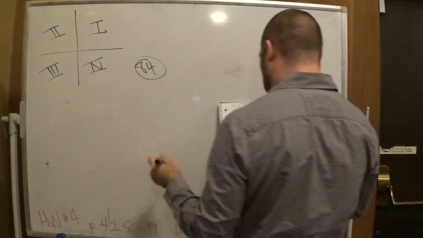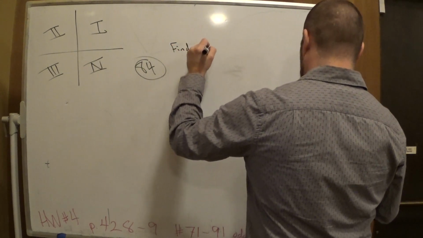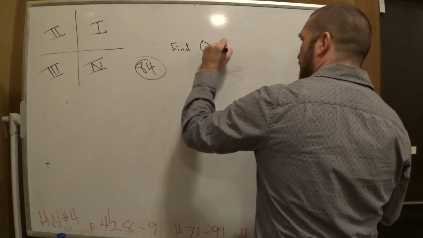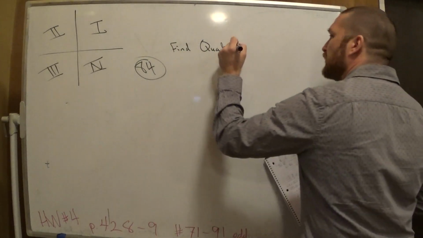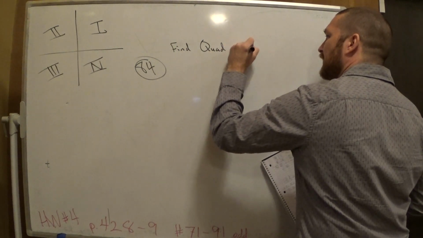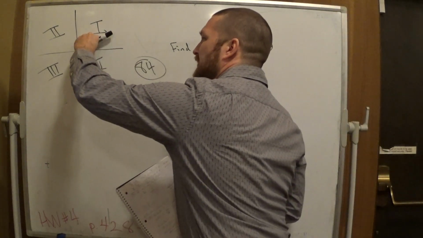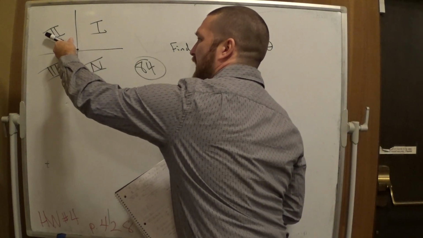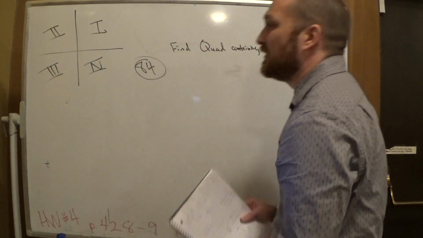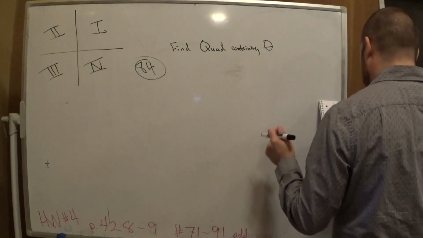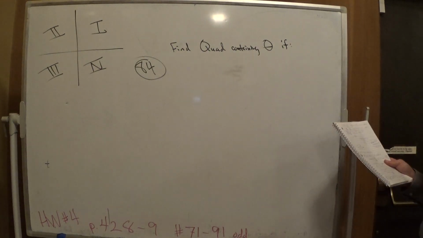So, number 84. These are cool. These say find the quadrant. The answer is either Roman numeral 1, 2, 3, or 4. Find the quadrant containing theta. Again, we're imagining you're measuring some value theta, and if you measured that far, then theta would be in the second quadrant. That's what they mean by this. Find the quadrant containing theta if, and then the different questions have different bits.